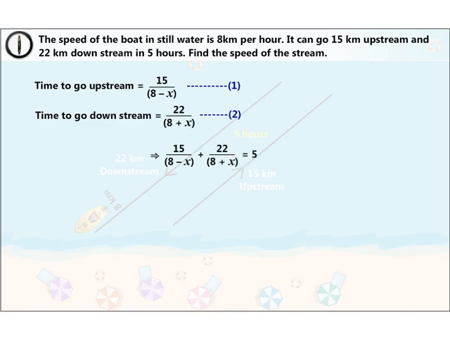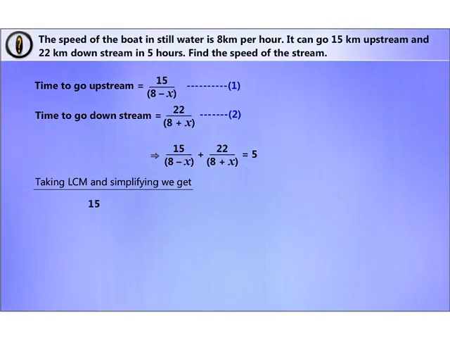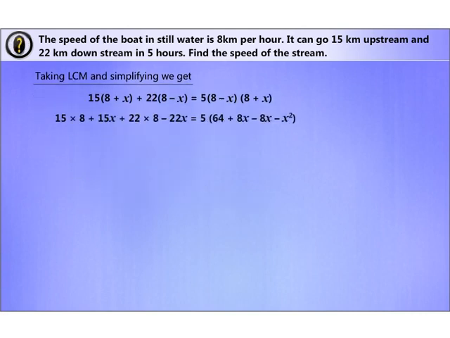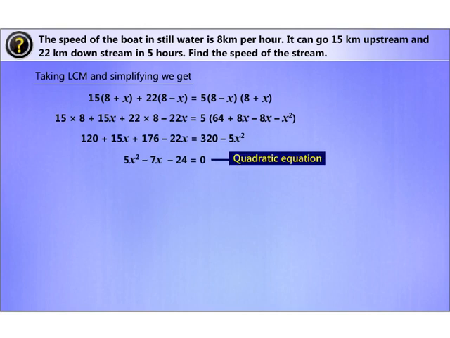Taking LCM and simplifying, we get 15 into 8 plus x plus 22 into 8 minus x is equal to 5 into 8 minus x into 8 plus x. 15 into 8 plus 15x plus 22 into 8 minus 22x is equal to 5 into 64 plus 8x minus 8x minus x square. On simplification, we get a quadratic equation.